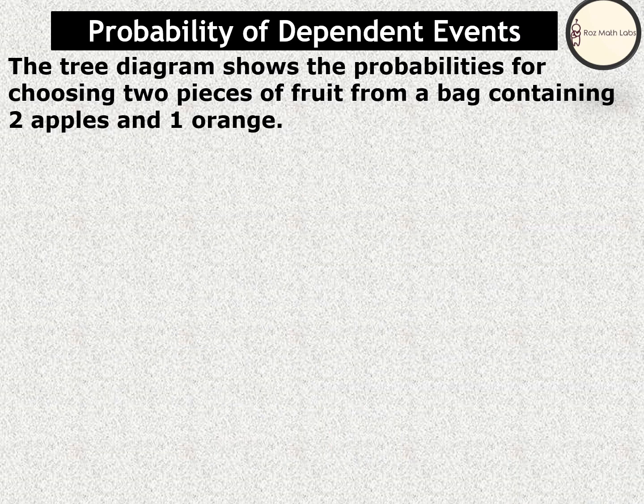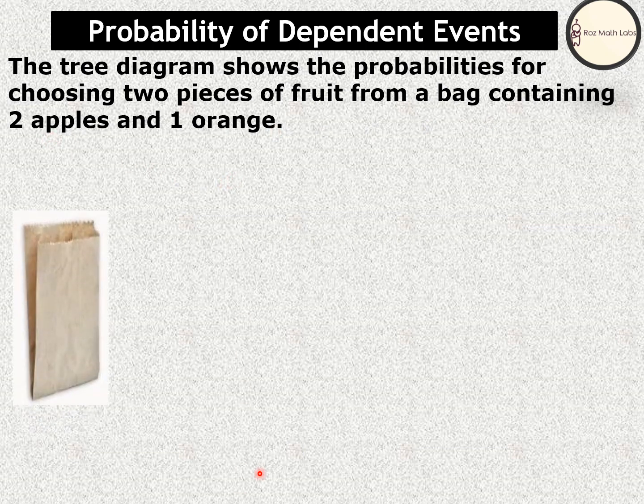The tree diagram shows the probability for choosing 2 pieces of fruit from a bag containing 2 apples and 1 orange. So here is a bag and we choose a fruit randomly. The probability of choosing an apple or an orange randomly will be 2 out of 3 and 1 out of 3 respectively. Since we know there are 3 fruit in all and 2 are apples, so 2 out of 3. But there is only 1 orange out of 3 fruits, so 1 out of 3.